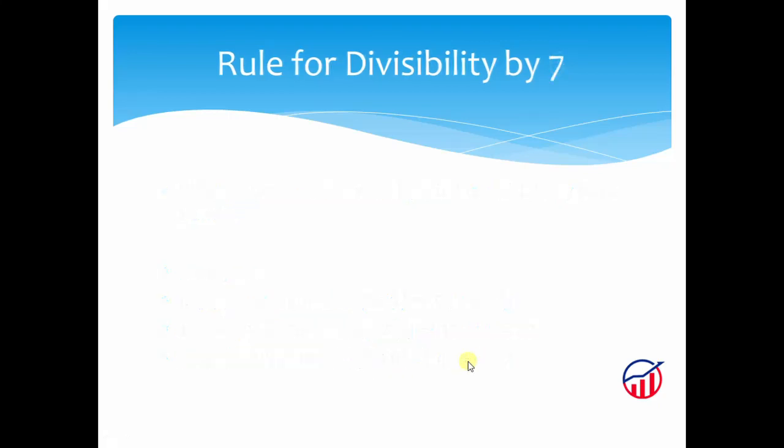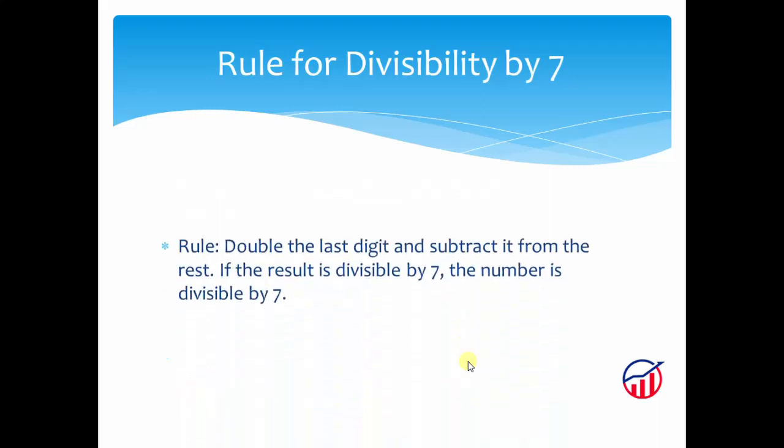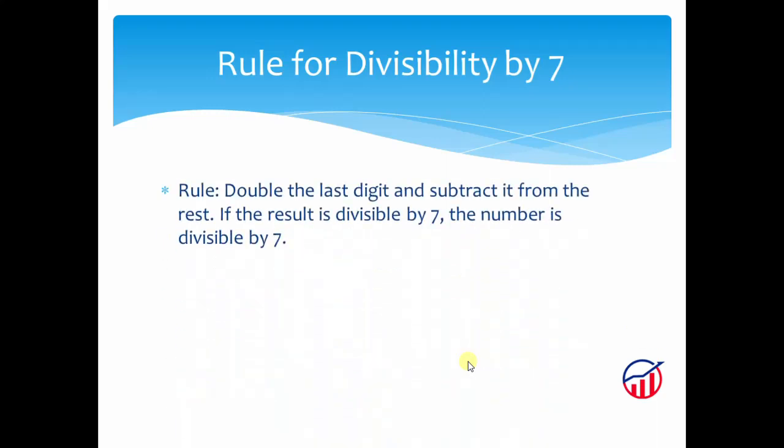Let's move to the rule for divisibility by 7. This is one of the little trickier ones over here, and comparatively a little difficult than the rest of the things. So just kindly pay attention over here. Double the last digit and subtract it from the rest, that is the preceding digits. If the result is divisible by 7, the number is divisible by 7.